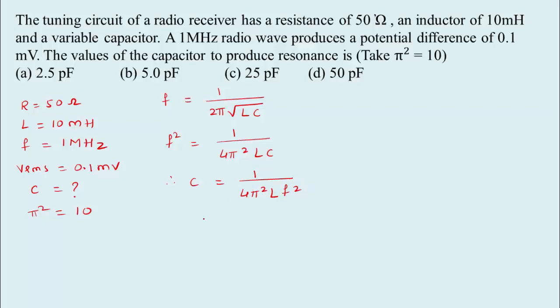Now substitute the values. C equal to 1 divided by 4 into, so what is the value of pi square? It is given 10. 4 into 10, and inductor value is 10 into 10 raised to minus 3. Then frequency is given 1 megahertz, that is 1 into 10 raised to 6 whole square. So we will get the final answer, that is 2.5 picofarad. Right? So 2.5 picofarad, that is option A is right.